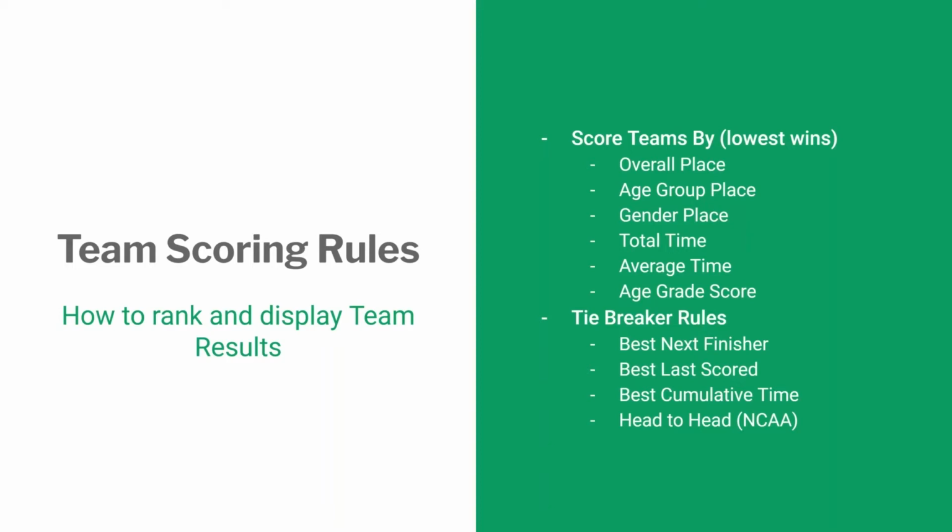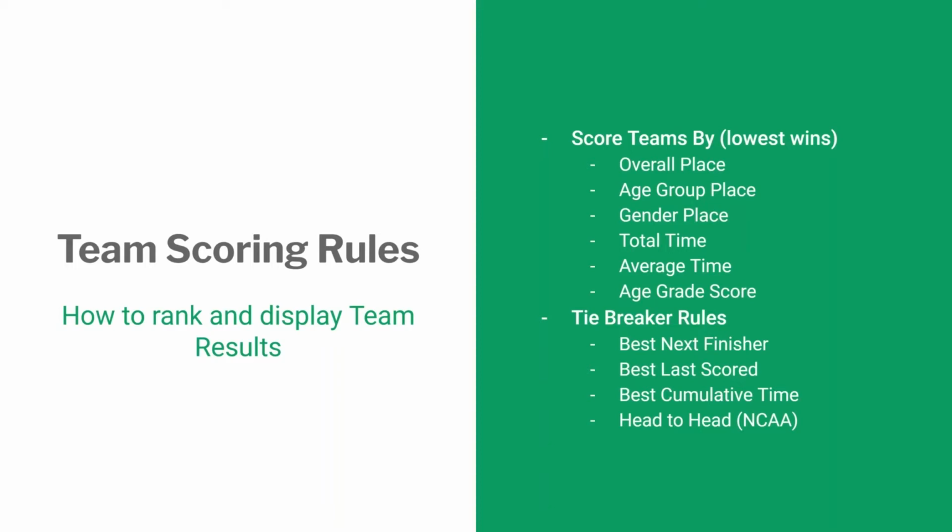Similarly, you can do gender place. So I was the 3rd male or whatever. That's my score. And separate from that, the other options are things like what was the total time? So I'm going to add up the finish times for each of my runners on my team. Or I could do the average time.